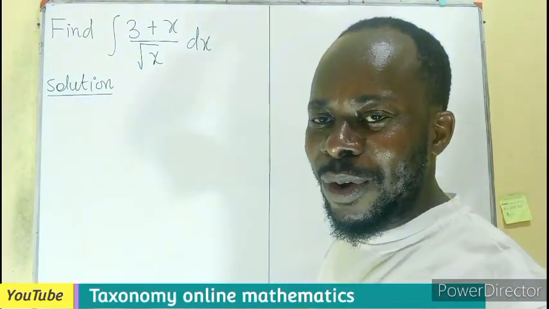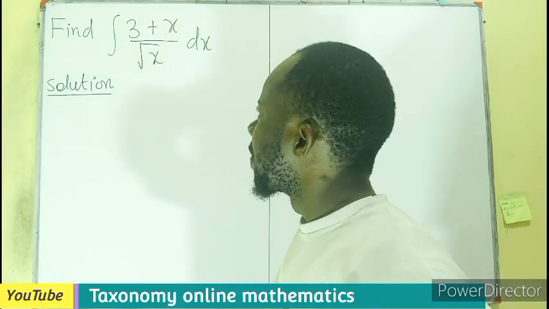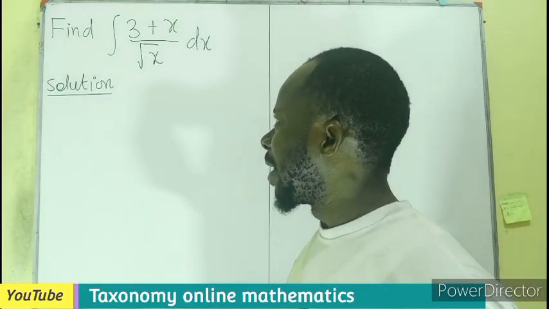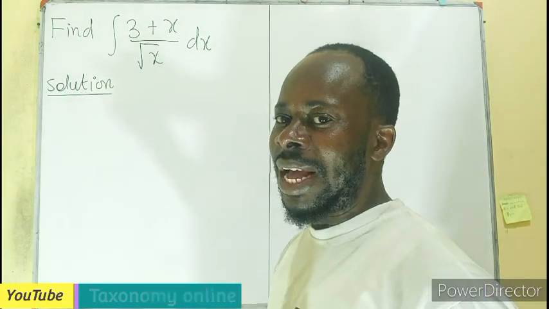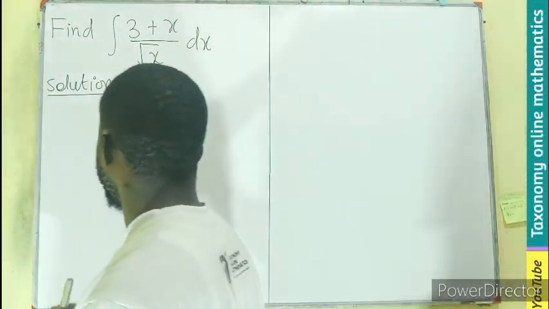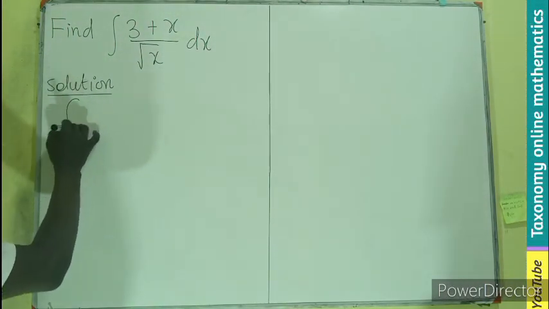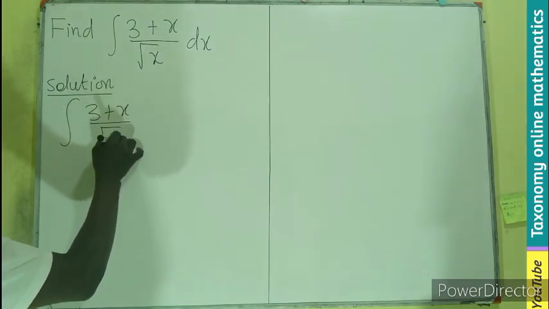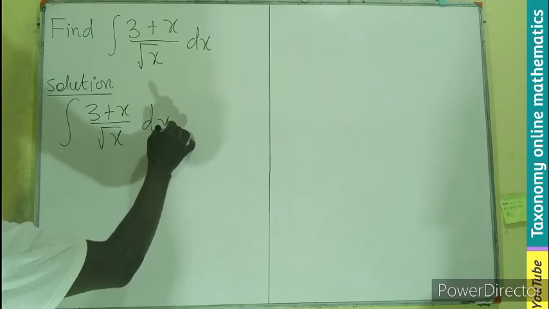This question has been posted on the timeline on Facebook. We have to find the integral of 3 plus x divided by the root of x, dx. So let's begin with that. So the integral of 3 plus x over the root of x, dx.